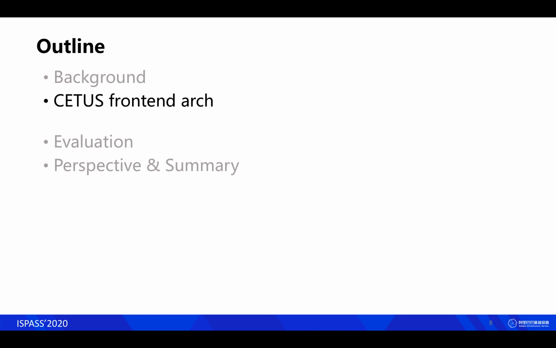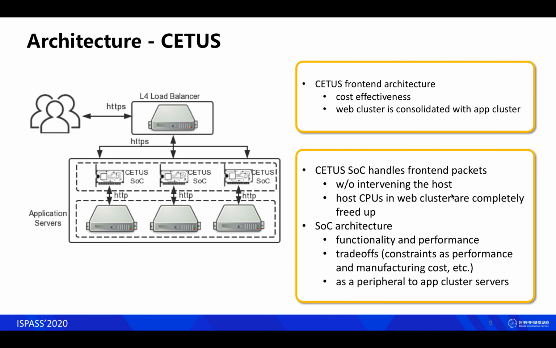So in order to address these issues, we propose CETUS. Now let's dive into the CETUS architecture and show how it can help to eliminate the problems. CETUS is a new data center front-end architecture to cope with the cost efficiency and capacity provisioning hurdles.